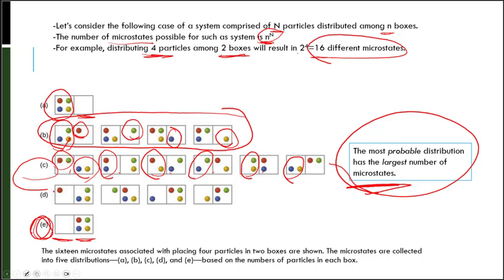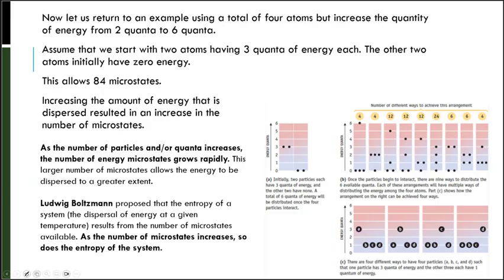I could also have the 1 and 3 option, which is the reverse of B, where I had 3 and 1. We're going to have a wild example here. Let's go back to where I had 4 atoms, but instead of having 2 quanta of energy, let's say I had 6 quanta. Assume that we start with 2 atoms having 3 quanta of energy each. The other 2 initially have 0.